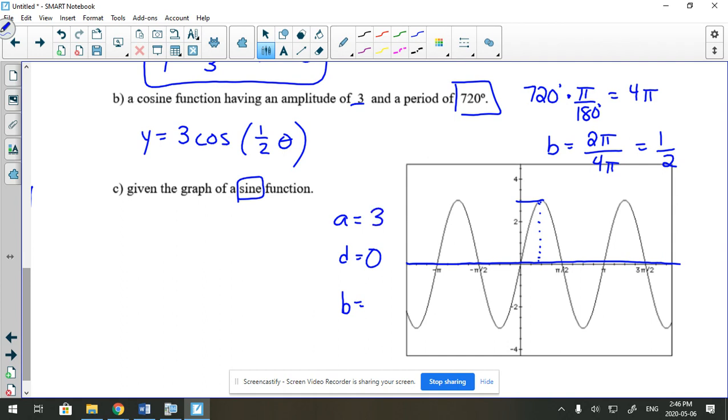Then I'm going to make sure it's not a -3. If I look at my sine graph, it's going up to start, so that means it's +3. If it was coming down here instead, it would have been a -3.